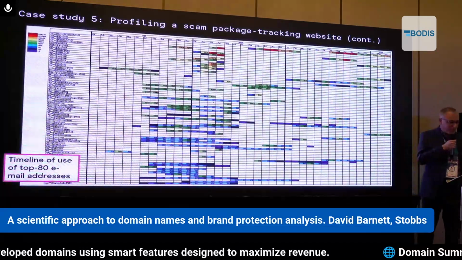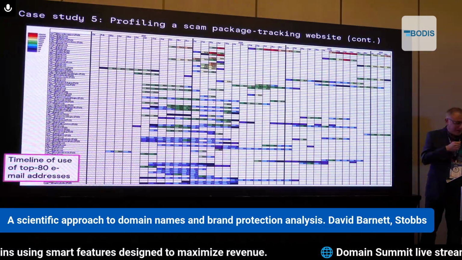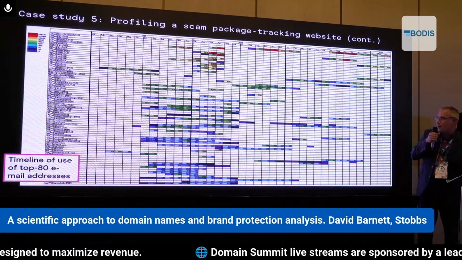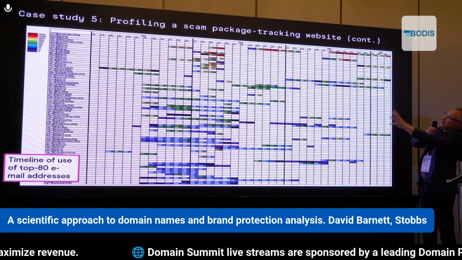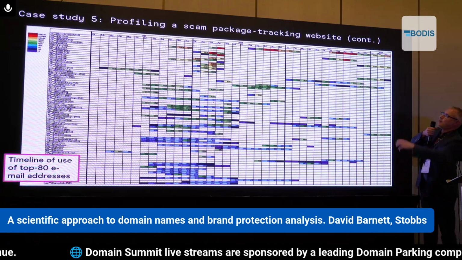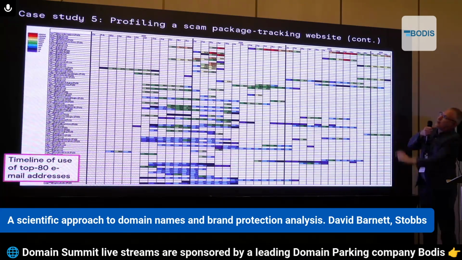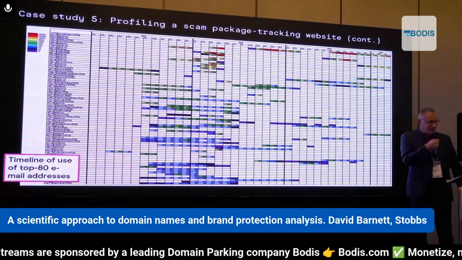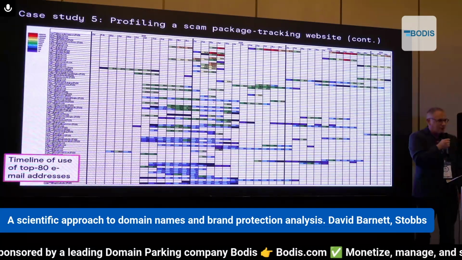You can do a bit more deep diving into it. Each page on that website also gave a contact email address. So we're able to map the different contact email addresses that were used, and when and how often they were used over time for the two-year period. Again, that was all part of the information that we're able to pass on to law enforcement.